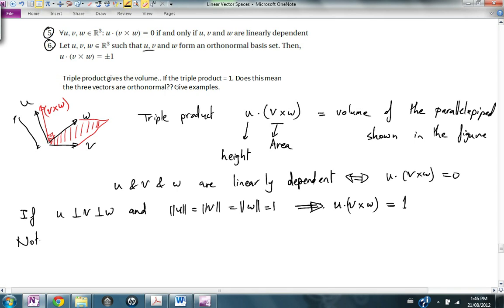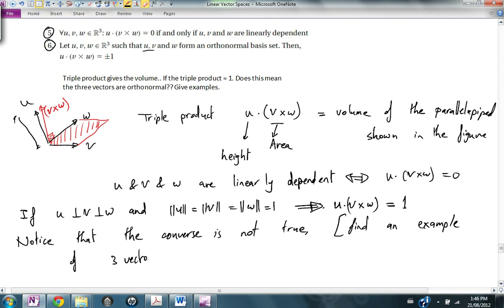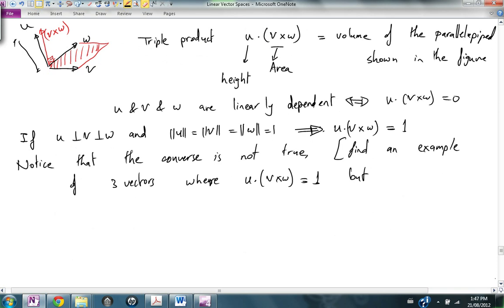Notice that the converse is not true. You should find an example of three vectors where U dot V cross W is equal to 1, but U is not perpendicular to V, is not perpendicular to W, but U, V, and W are not orthonormal.